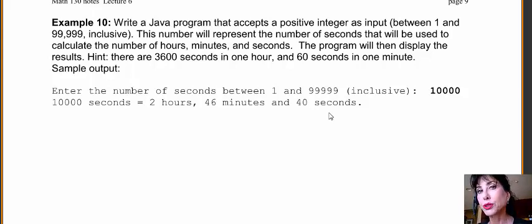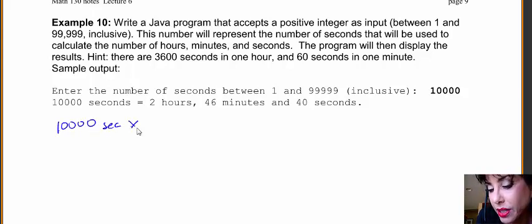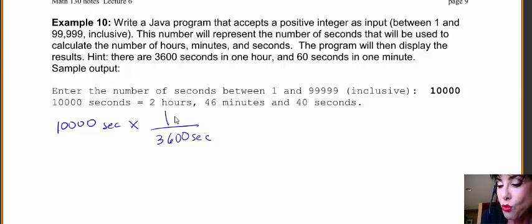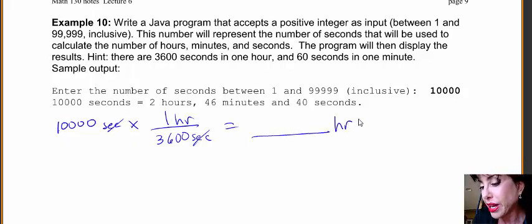So before we actually do the program, which will involve writing pseudocode first, let's figure out the algorithm. So how did they come up with 10,000 seconds equals this many hours, minutes, and seconds? Well, they started with this kind of calculation, that 10,000 seconds is, if we convert it to hours, we know that, given the fact, there are 3,600 seconds in 1 hour. So the seconds will cancel, and then we'll be left with a certain number of hours.